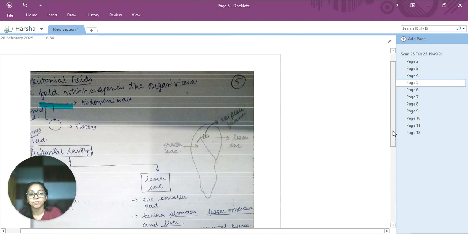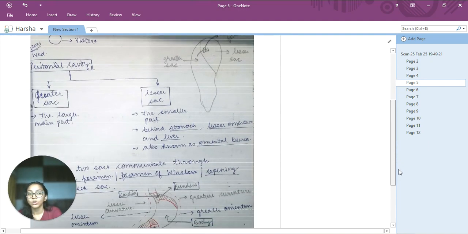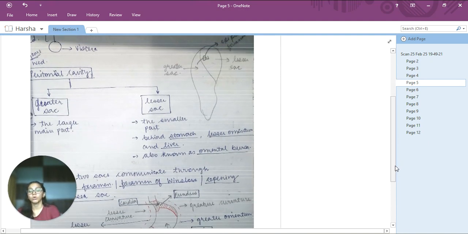Now, peritoneal cavity. So peritoneal cavity as a whole is again divided into two parts. One is the greater sac and another one is the lesser sac. So what is greater sac? What is lesser sac? So greater sac is the larger main part, and the lesser sac is the smaller part.